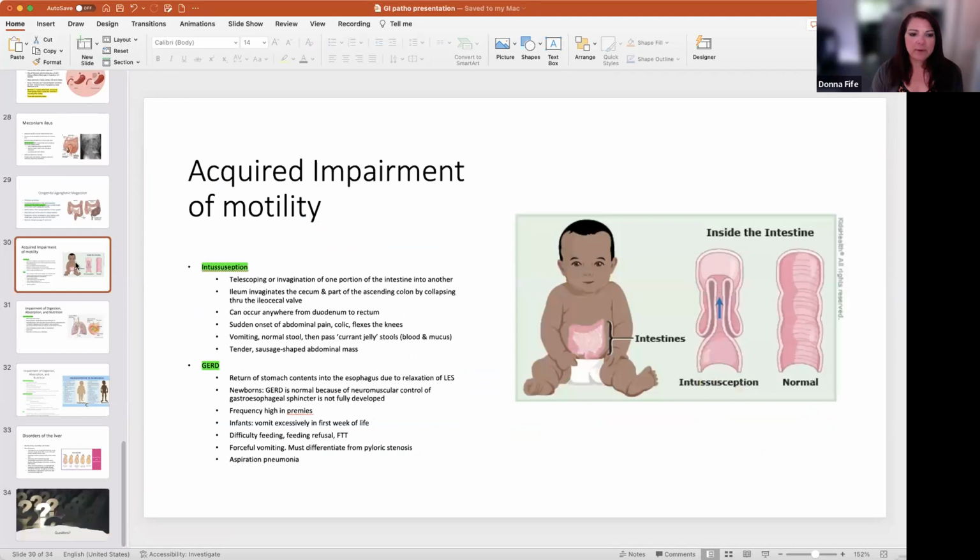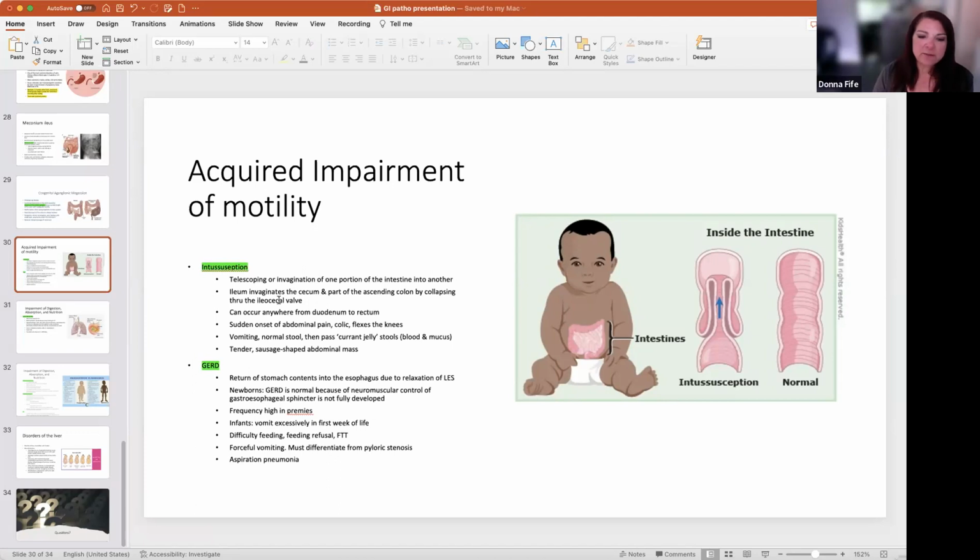Okay, acquired impairment of motility. We can have intussusception, which is where there's telescoping or invagination of one portion of the intestine into the other. So you can see it happening here. It just goes right into that area. The ileum invaginates the cecum and part of the ascending colon by collapsing through the ileocecal valve. This can occur anywhere from the duodenum to the rectum.